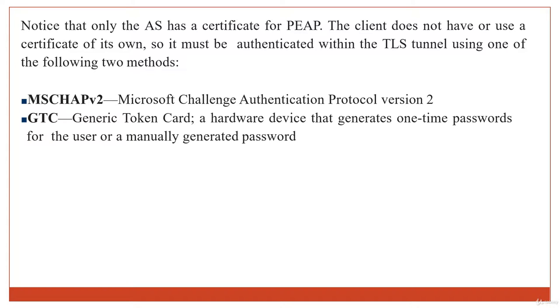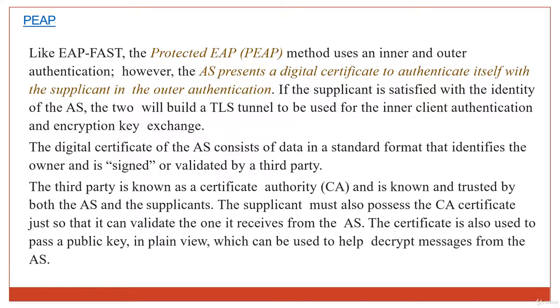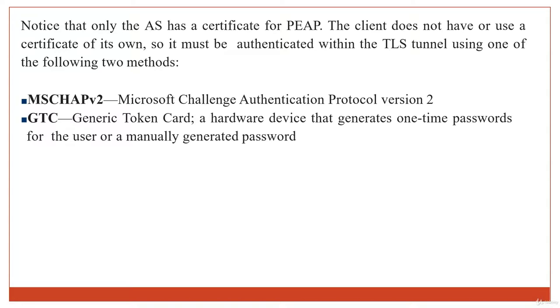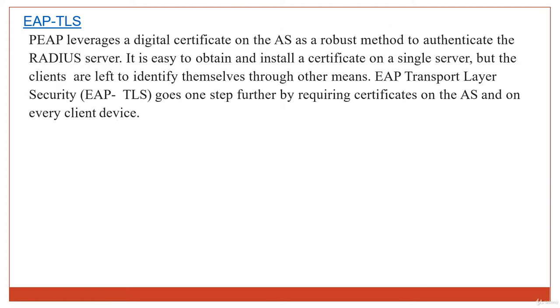So it must be authenticated within the TLS tunnel using one of the following methods. So we have MS-CHAP version 2, that is Microsoft Challenge Authentication Protocol, and GTC, Generic Token Card, a hardware device that generates OTP for the users, or a manually generated password. Correct? So remember, everything is the same: you have the certificate and then you have the TLS tunnel.